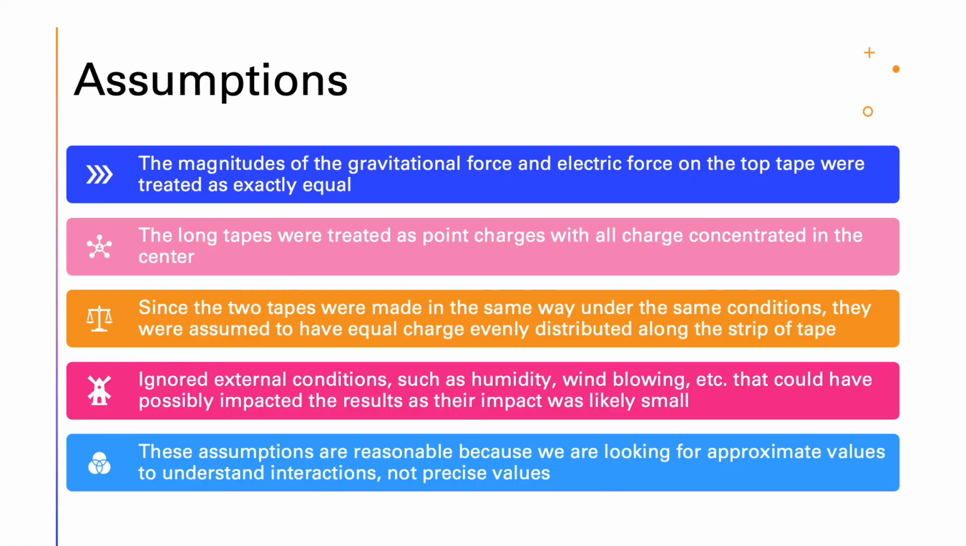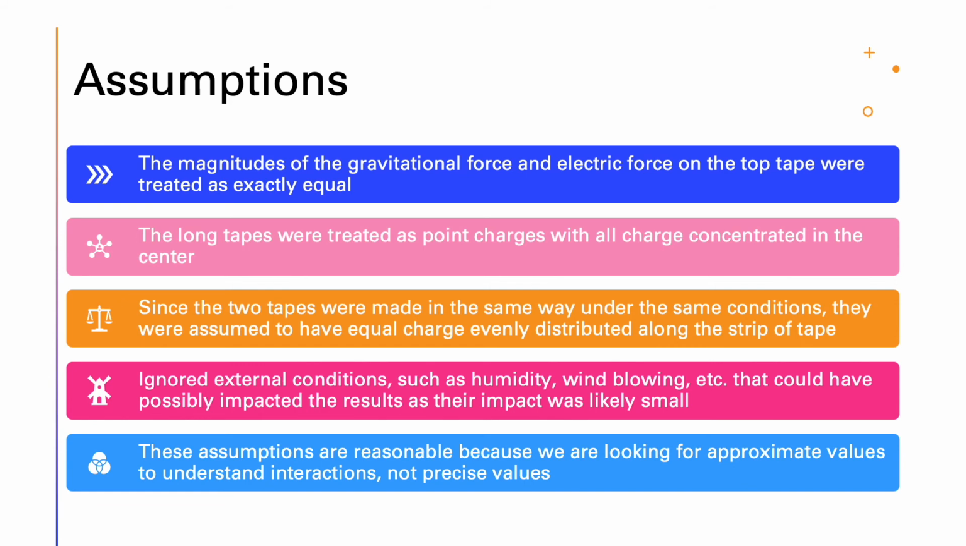So for the conclusion, these are the assumptions that we had to make throughout the experiment. So we started by assuming that the magnitudes of the gravitational force and electric force on the top tape were treated as exactly equal. They probably weren't exactly equal, but for the sake of this experiment with the approximations, we could assume that they were.